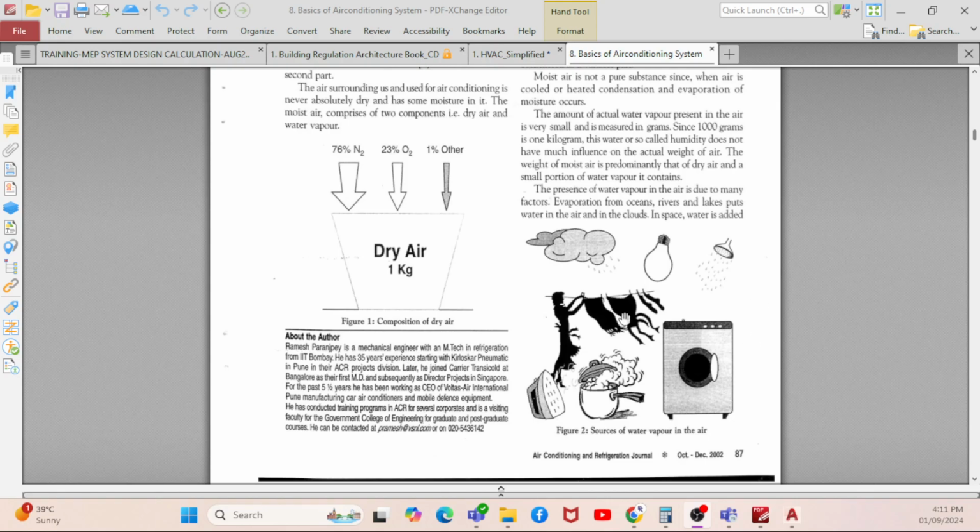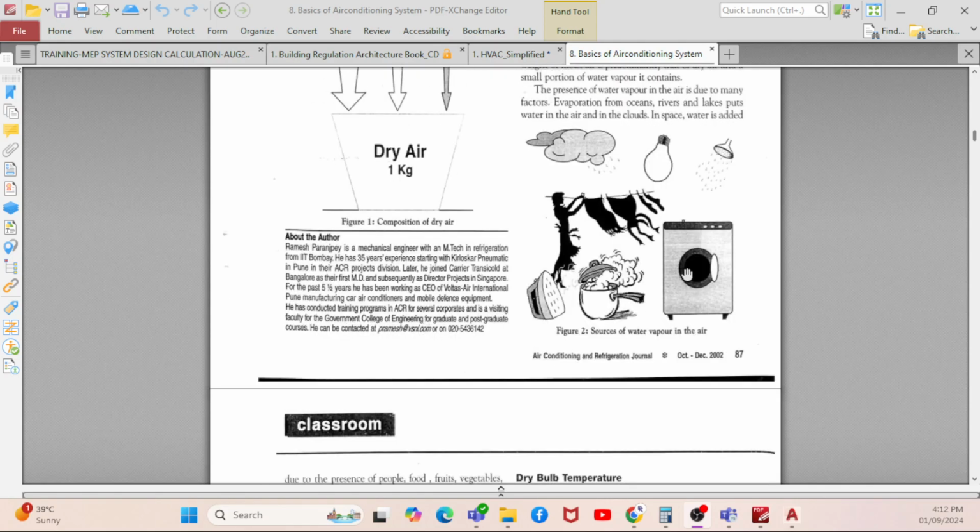You can see some pictures just to understand, because air conditioning mainly talks about air properties. So we are purely talking about weather. This is air conditioning system design. You can see the sources of water vapor, such as cooking and wet clothes from the rain. So here you have a latent load. Whenever you talk about sensible load, it is dry air. When you talk about latent load, it is moist air. So that is called sensible load and latent load.